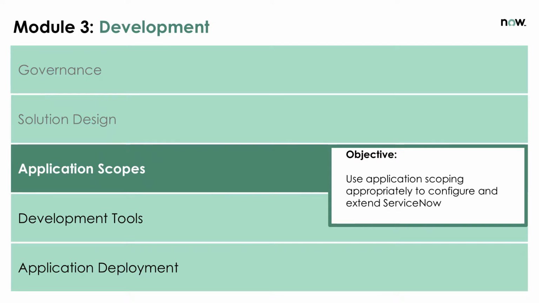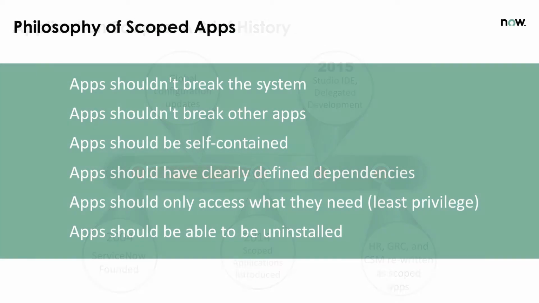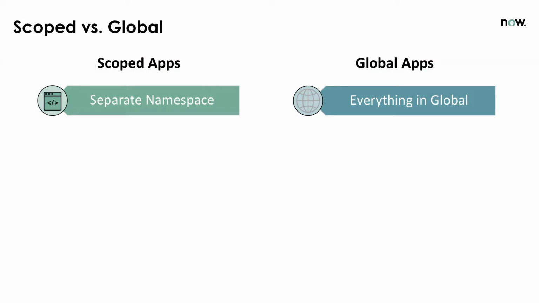Next topic in development is application scopes, i.e. our holy war. This always has gotten fairly contentious. We go through the brief history that we had in the previous release, philosophy, and then our scoped versus global. I've simplified this quite a bit in here, hopefully. Hopefully you like this a little bit better.